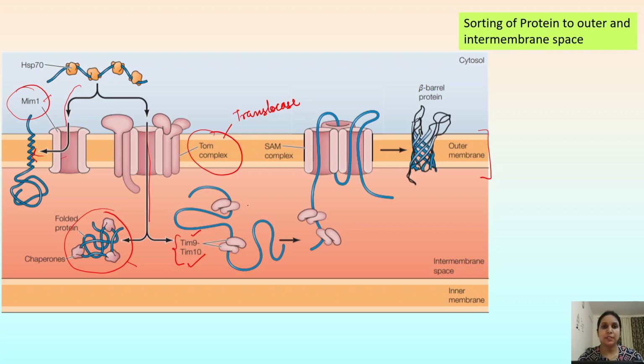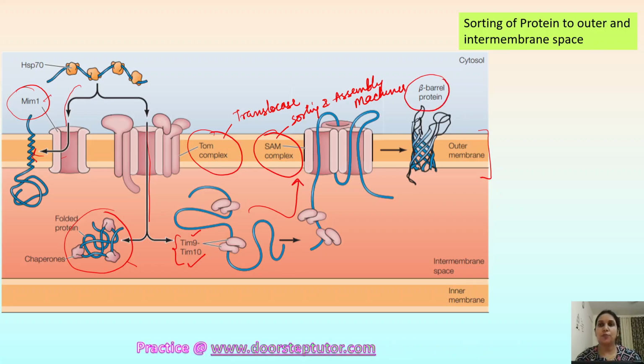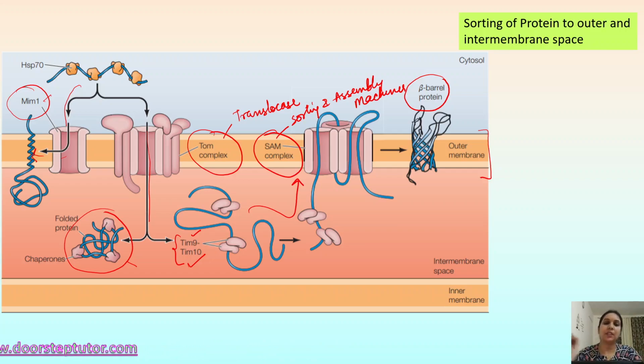So from this, the protein is then translocated to another translocon, that is the SAM complex, which is present on the outer membrane, which means the sorting and assembly machinery. So through this, the protein is passed and gets inserted into the outer membrane as the beta barrel protein. So this is how the sorting of the protein to the outer and the intermembrane space takes place.